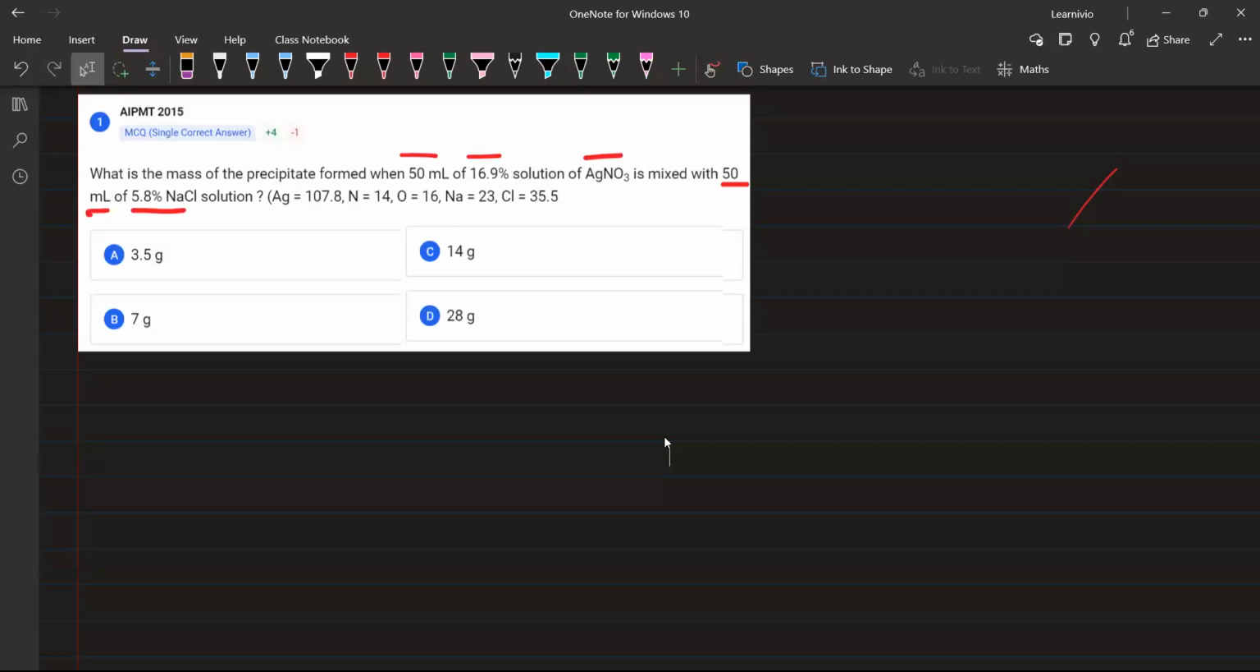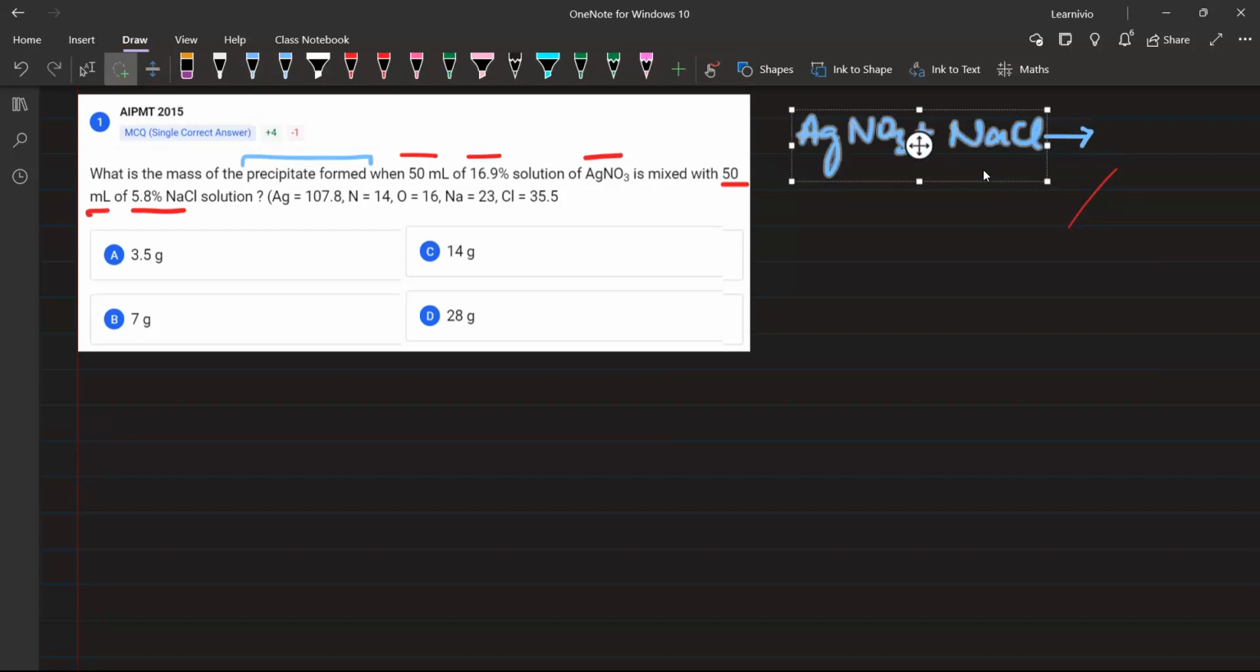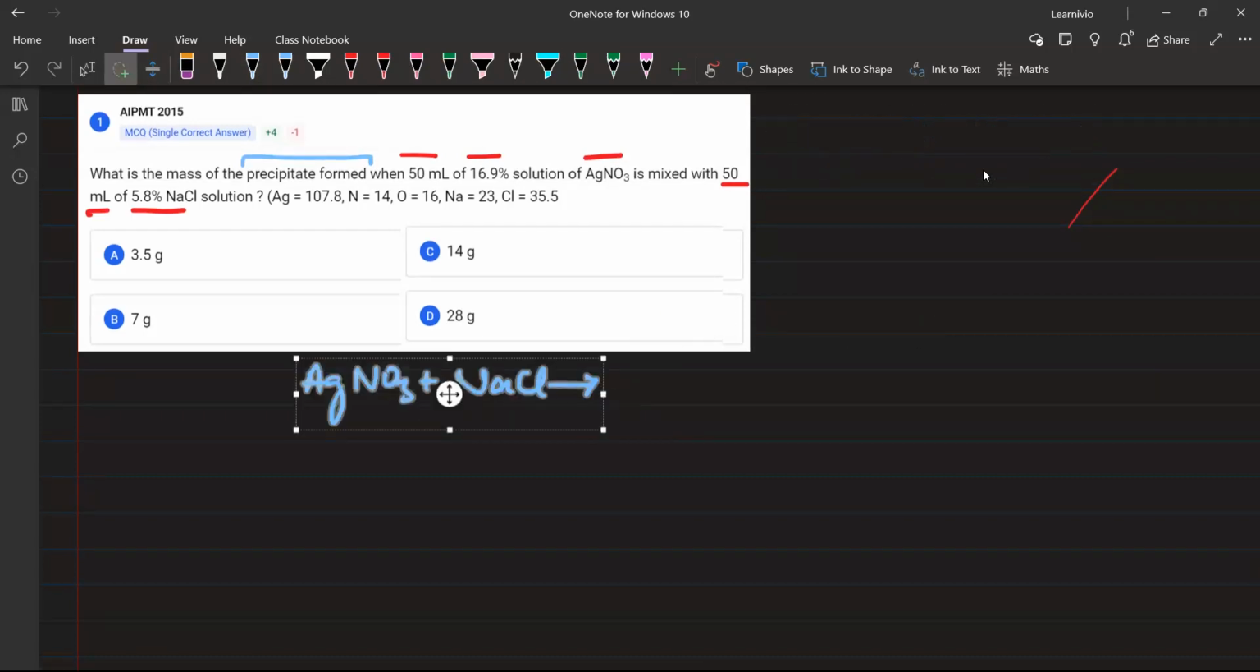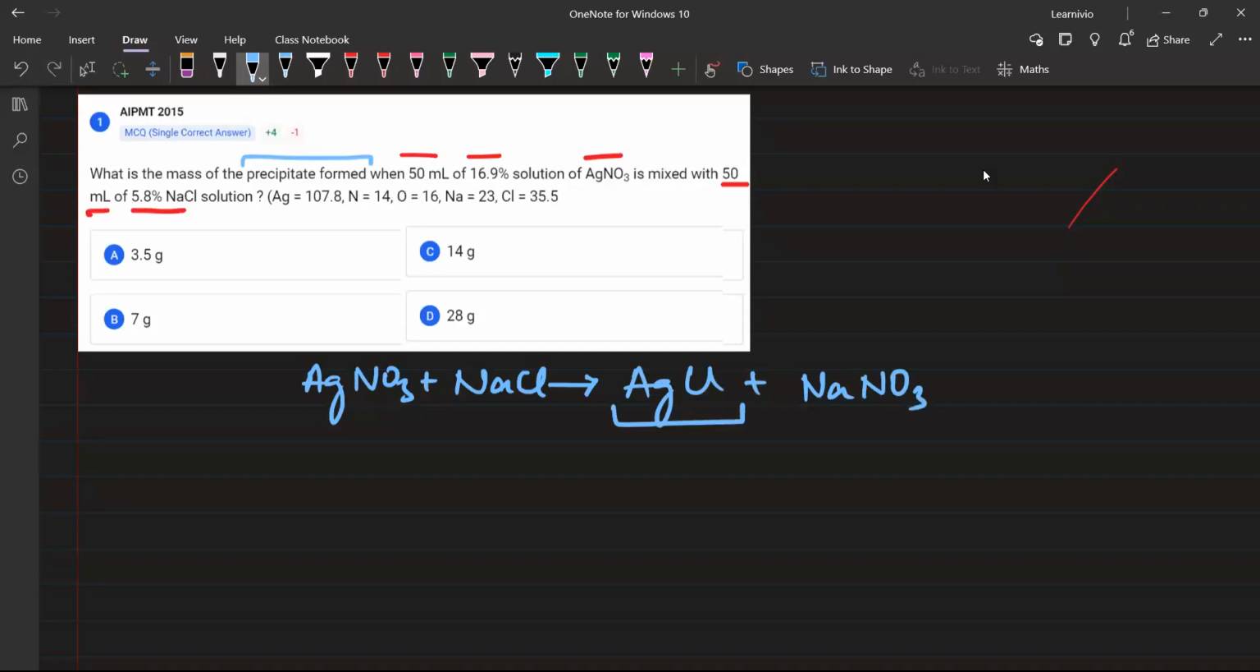Sir, what do we have to find in this? What is the mass of the precipitate formed? When you mix AgNO3 with NaCl, what will form? AgCl plus NaNO3. Okay, so what is AgCl? It is a precipitate. So you have to calculate the amount of AgCl.